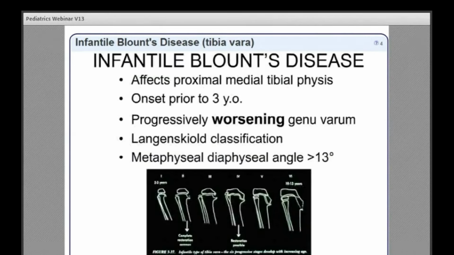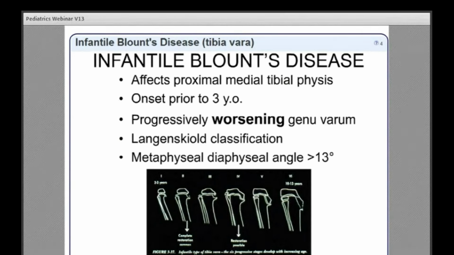Infantile Blount's disease is progressive infantile tibia vara. It affects the proximal medial tibial physis and epiphysis. Typically, the onset is prior to 3 years of age. The hallmark is a progressive worsening of their pre-existing genu varum that most children are born with. The Langenskiöld classification has been described to describe not necessarily the severity of the injury, but the maturity of the patient as well.